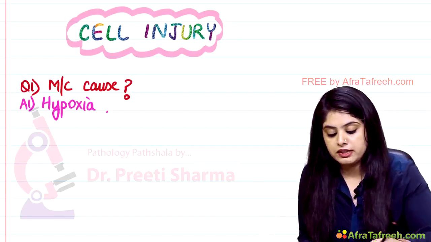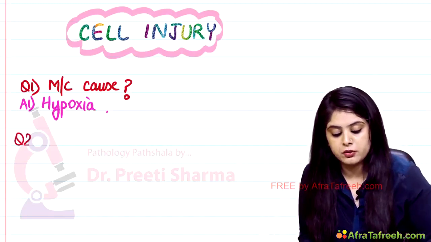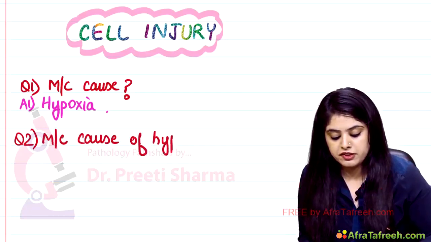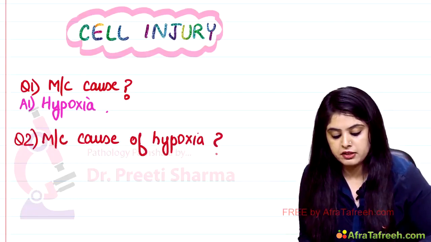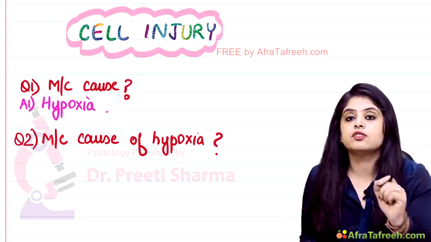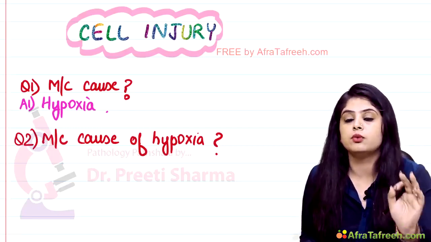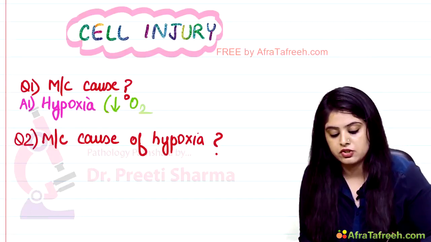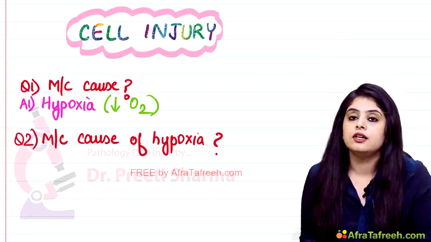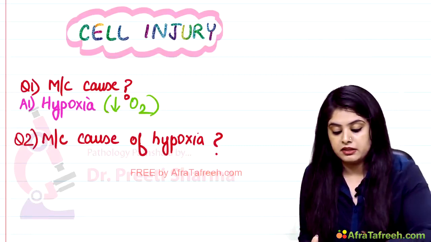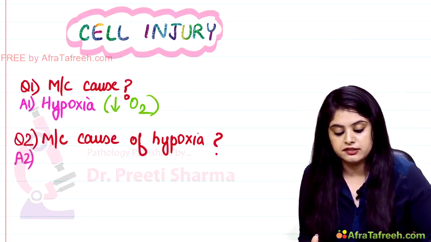Now from this only, the examiner will ask you the second question. What is the most common cause of hypoxia? So what is hypoxia? Hypoxia is a decrease in the oxygen concentration at the tissue level. You already know this. Now what is the most common cause of hypoxia? And that is going to be ischemia. So the answer to this question is ischemia.